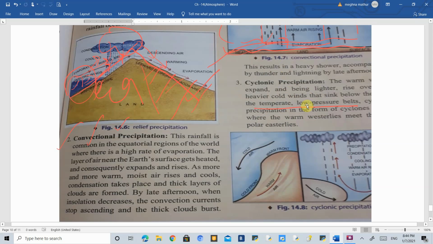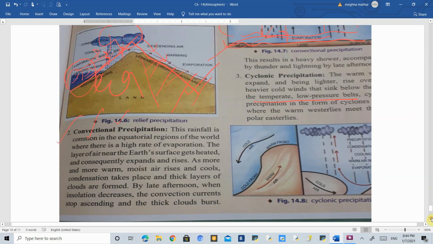Sometimes precipitation also converts into cyclones, and that is why it is called cyclonic precipitation. So by this we have completed this chapter.